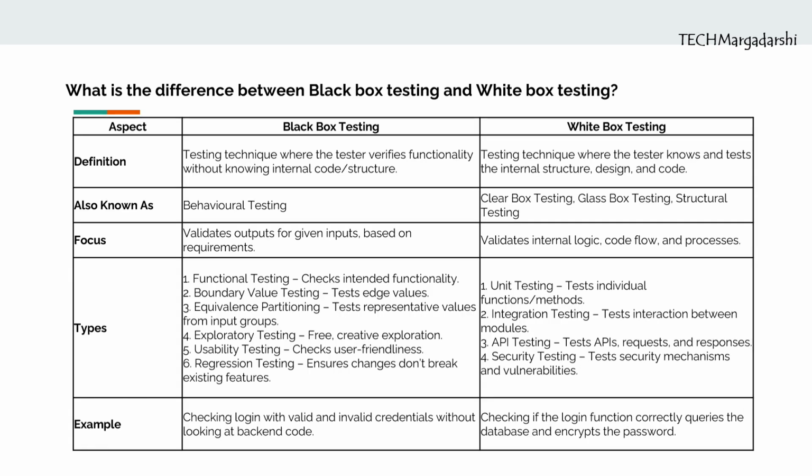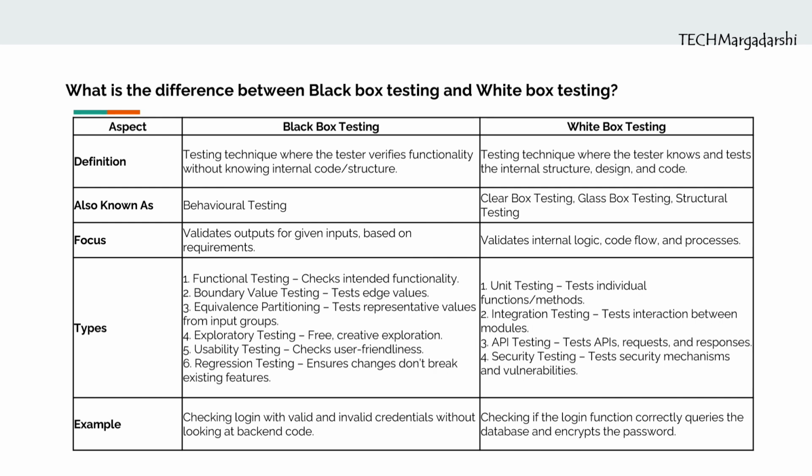Now, let's move on to the next question. What is the difference between black box testing and white box testing? Let's understand the difference between black box testing and white box testing. Definition: black box testing focuses on testing the software from the user's perspective without knowing how the internal code works. In contrast, white box testing involves testing the internal structure and logic of the code.